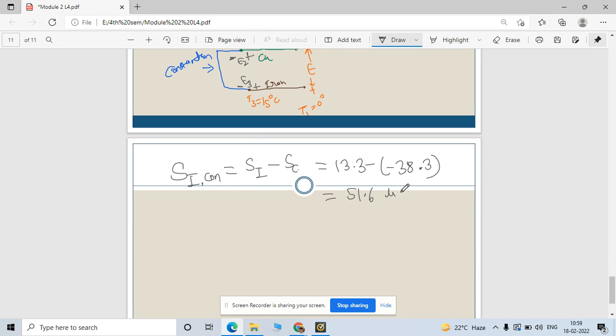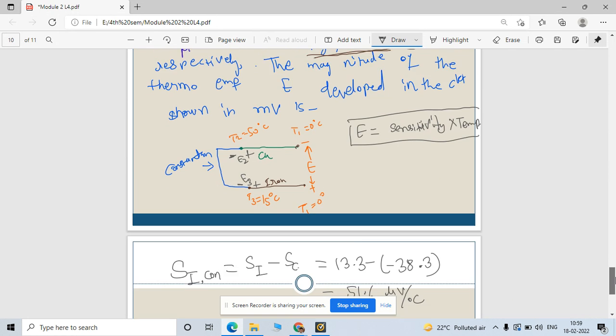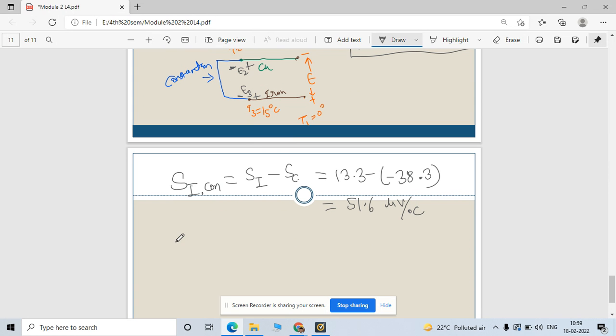51.6. Unit is microvolt per degree Celsius, already specified in your question. Okay, similar way find out all junction sensitivity. This is your first junction, junction 3. Okay, junction 2, junction 2 का क्या होगा? Here you need to find out this copper and this constantan, copper and this constantan. So this is your sensitivity of copper metal minus sensitivity of this constantan metal.